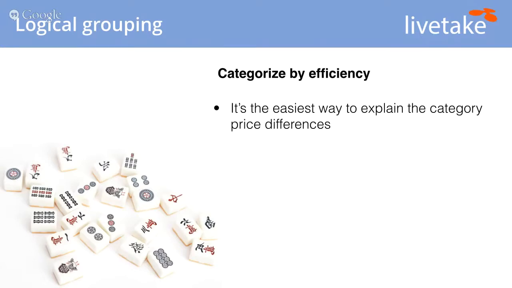So it might sound something like this. Hello, Mr. and Mrs. Customer. We've grouped our products into 3 different categories. We have a good, a better, and a best, and they differ by efficiency. So in the good, if I were to take a furnace as an example, you're going to see a single stage furnace with a PSC motor.